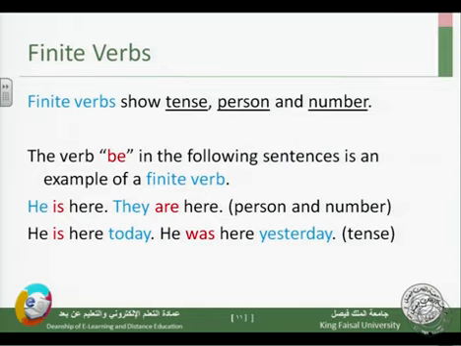Okay, he is here today, he was here yesterday. In this set of examples, we changed the tense. In the first example, he is here today, this is in the present, so we use is. The second sentence, he was here yesterday, we're talking about the past, so was refers to the past. So depending on tense, the verb can change form, so it either becomes is or was. All right, so a finite verb is affected by tense, person, and number.